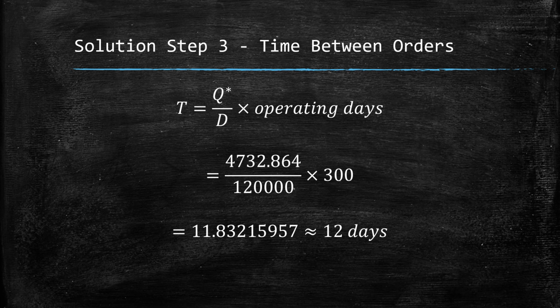Our final step is to calculate the time between two consecutive orders, T, using this formula. We're just going to divide Q star by the demand, and multiply by the number of operating days. So we get 11.83. So the store should place an order approximately every 12 days to keep inventory levels optimal while allowing for the occasional shortage.